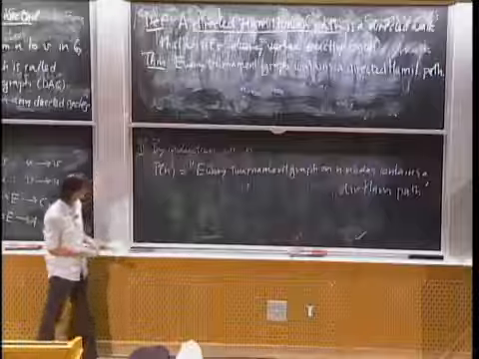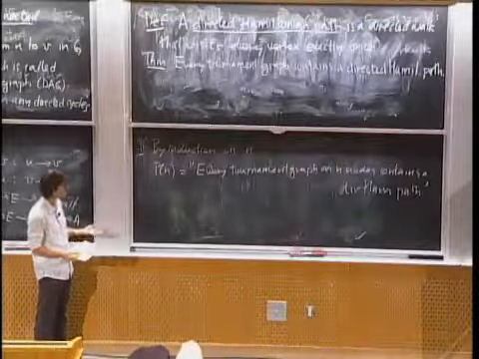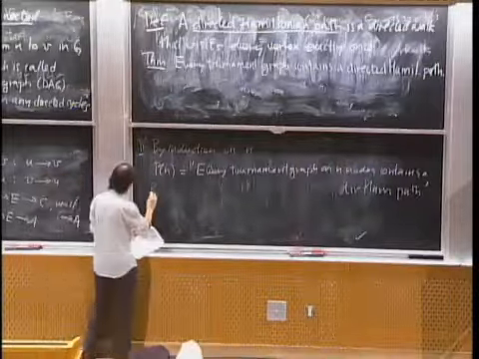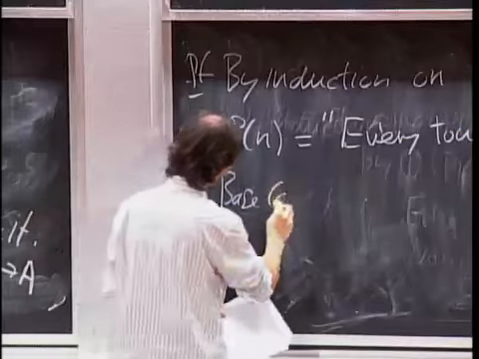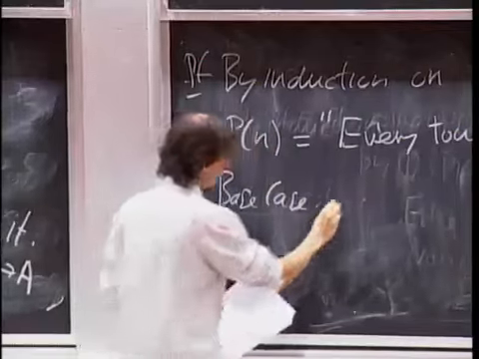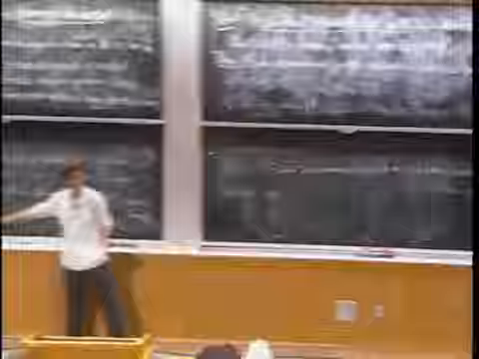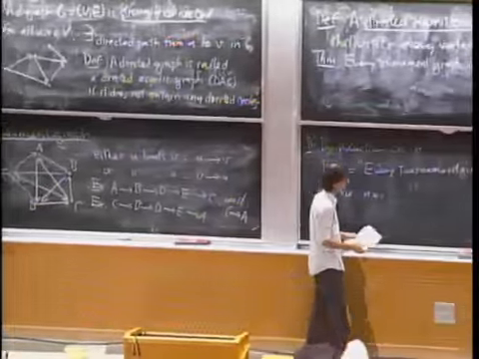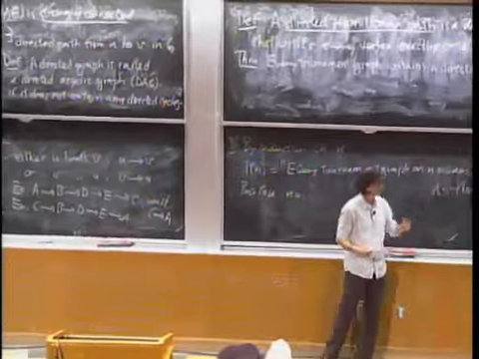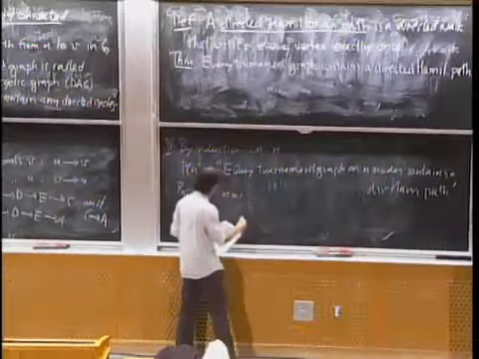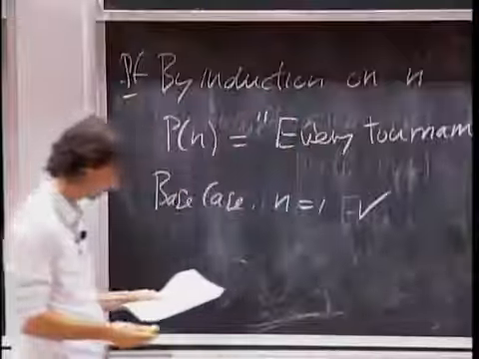So when I think about that, I feel pretty confident, because if I look at the base case, that's how we always start, n equals 1. If n equals 1, I have just a single vertex. There are no edges, everything is fine, because the single vertex is a directed Hamiltonian path. So this is great, so this works.